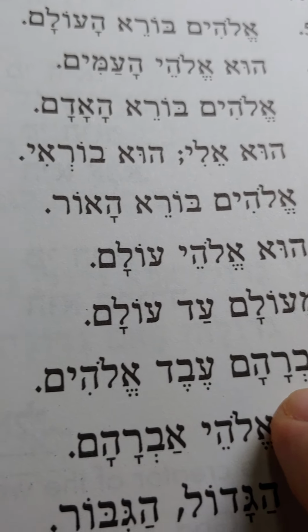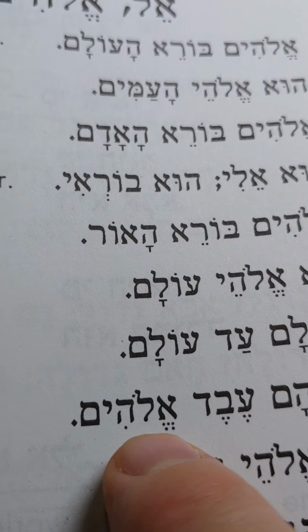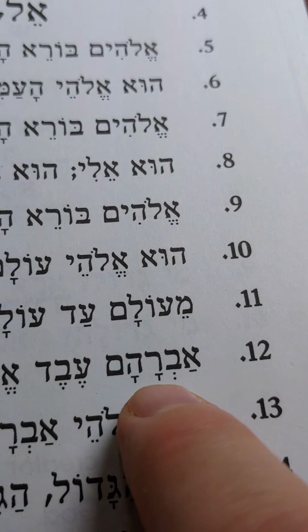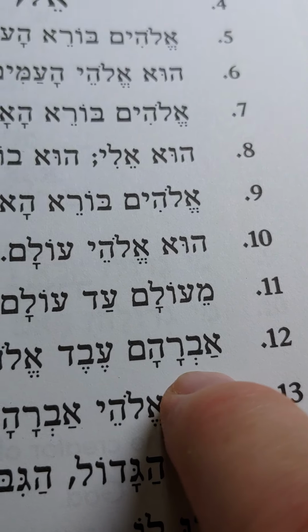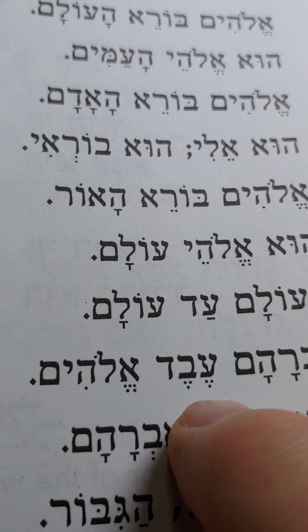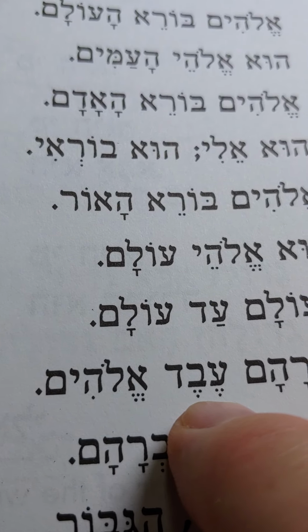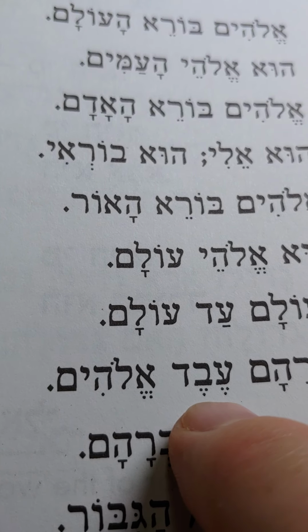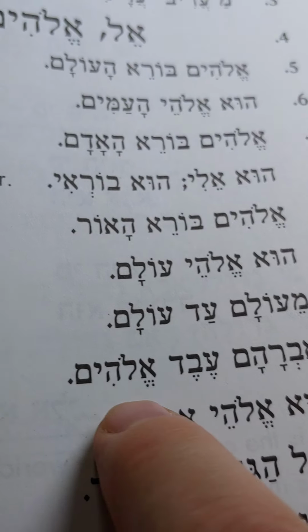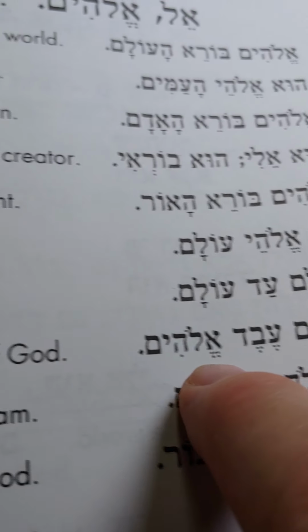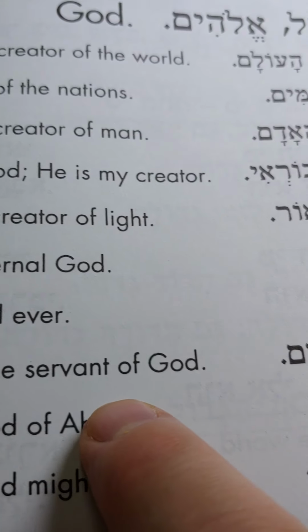Line 12. Avraham, Eved, Elohim. With me. Abraham is a servant of God. Eved doesn't always mean slave. It depends on the context. It could be servant as well. Abraham, the servant of God.